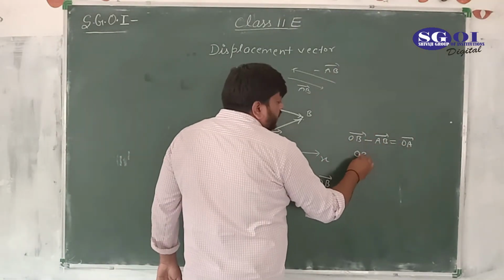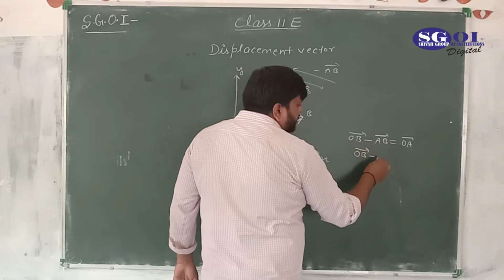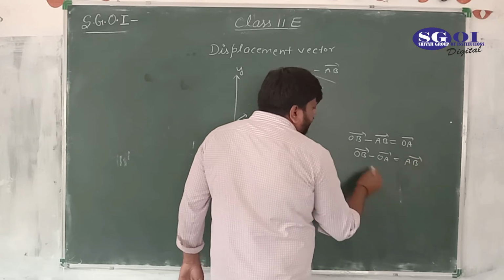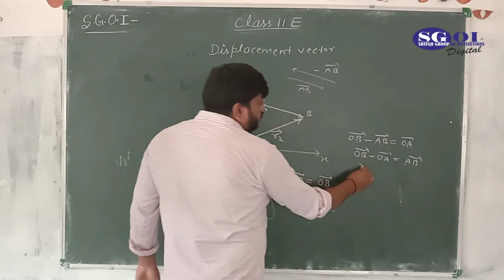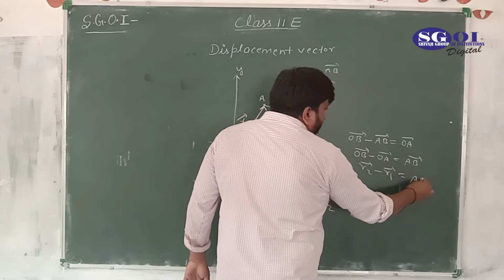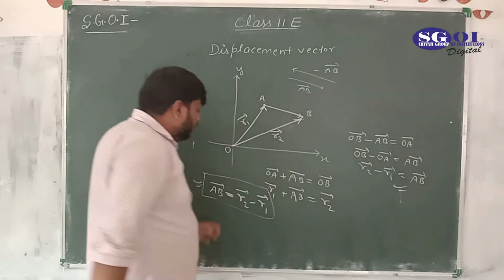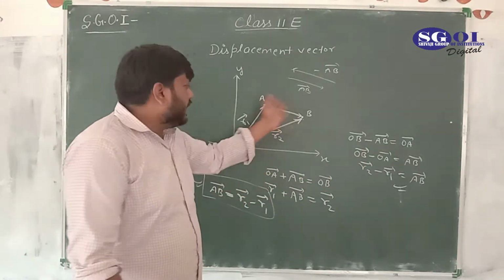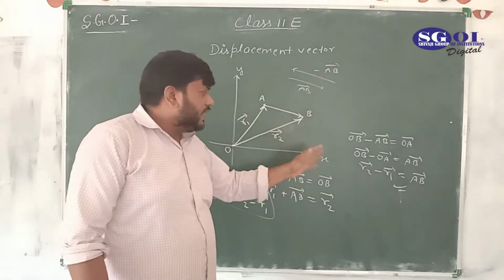Move this OA to this side, the LHS. So this is the OA vector and this is the AB vector, and the OB vector is R2 minus R1. So this is AB, and the final result would be the same. You are seeing that the final result is the same, whether you move like this or like this.